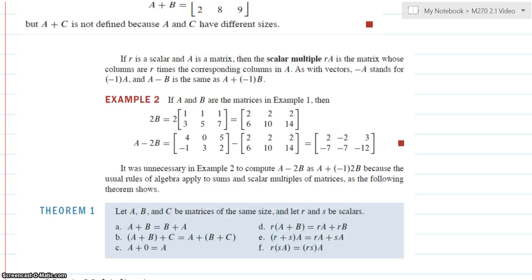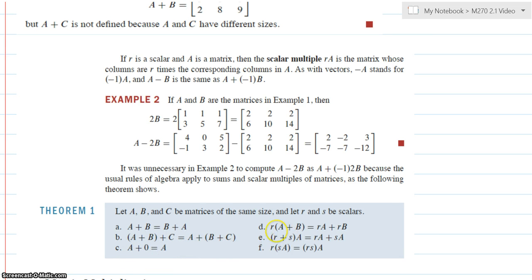Here is all the properties. You could prove these pretty easily. A, B, and C, and they do in the book if you want to look at those. A, B, and C are matrices of the same size, and R and S are scalars, right? Addition is commutative. You can add those. Associative. A plus 0 is always A.